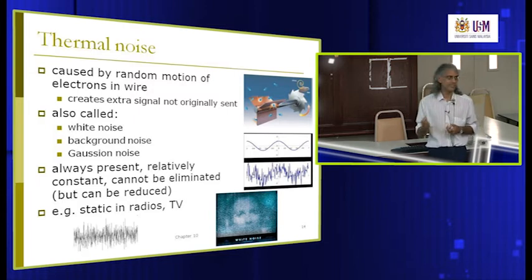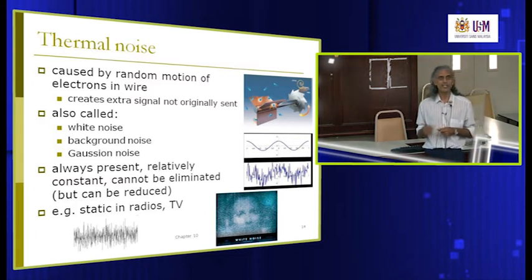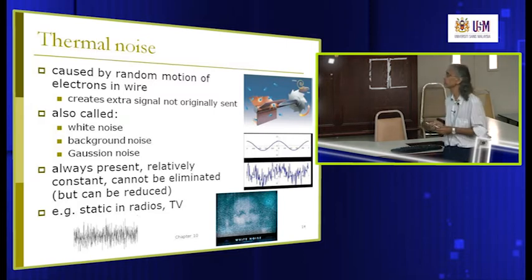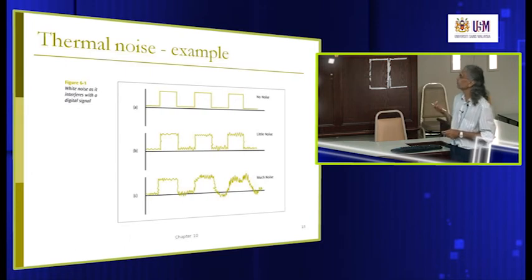Same thing for radios also, between radio stations you can hear some kind of static. So that's Gaussian noise. This cannot be eliminated, it's always there, but we are going to find a way to reduce it. So this is an example of no noise, exactly perfect conditions. If it's a little noise, then the signal will be affected a little bit. But if the noise is a lot, then the components of the bits will be affected more, and there's a possibility that the data gets corrupted because we cannot recognize it anymore.